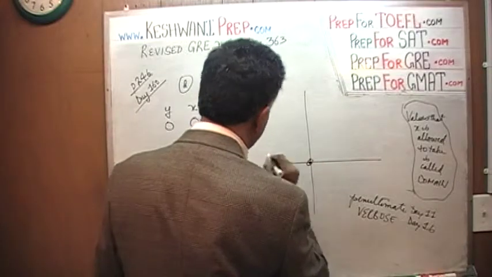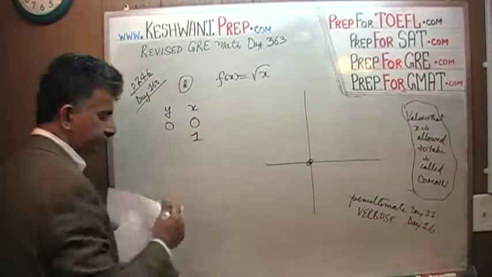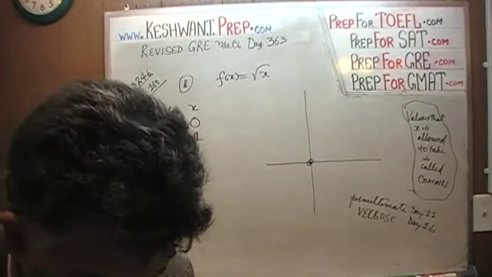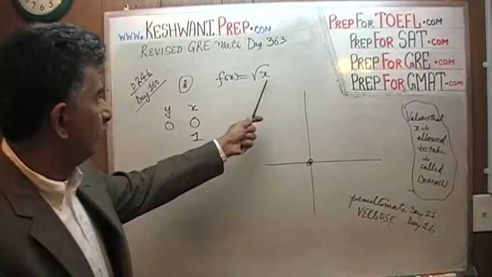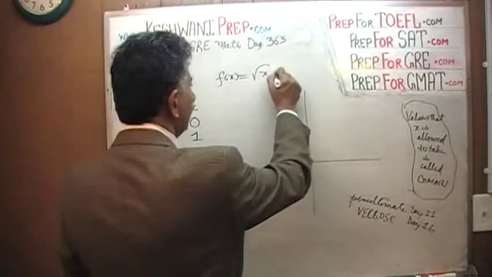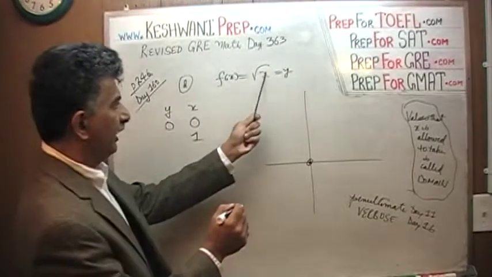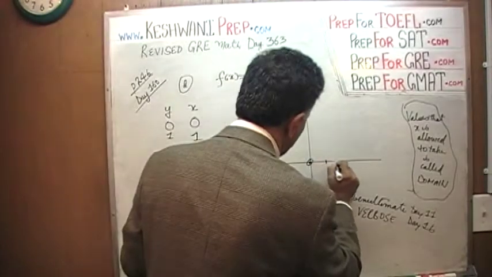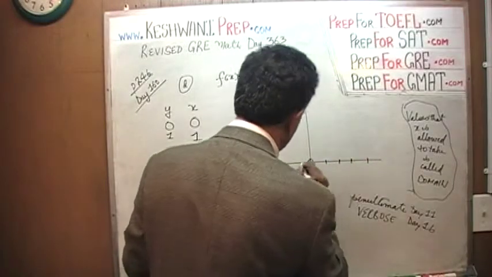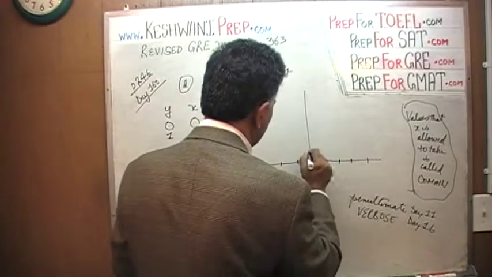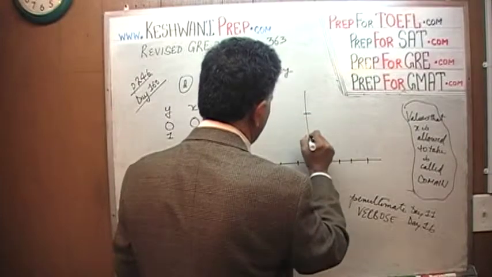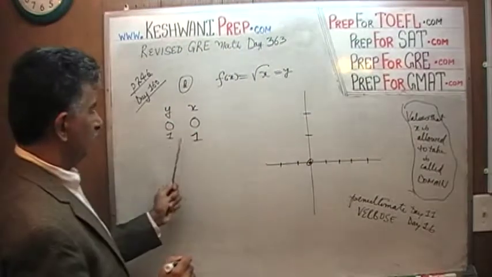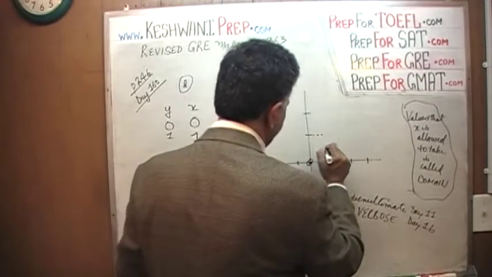When x is 0, y is 0. When x is 1, y is going to be f of x equals 1. So here we have 1, 2, 3, 4, 1, 2, 1 and 2. So when x is equal to 1, y is 1. So we get somewhere here.